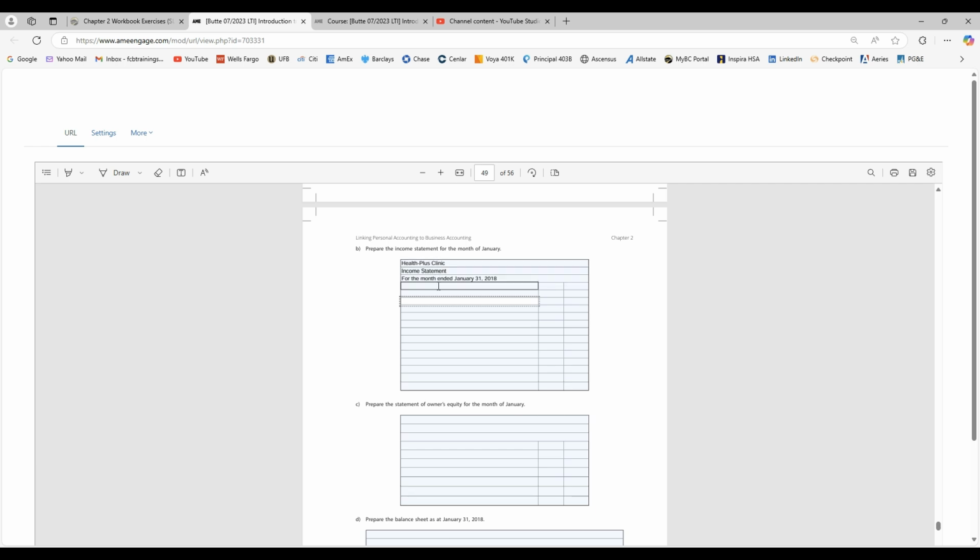Typically we center those. The formatting is a little funny here. I'm not sure exactly how to format in this. There might be a way, but I'm just leaving it to the left side here. It's fine.